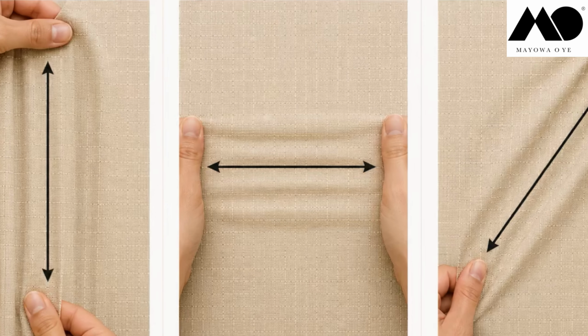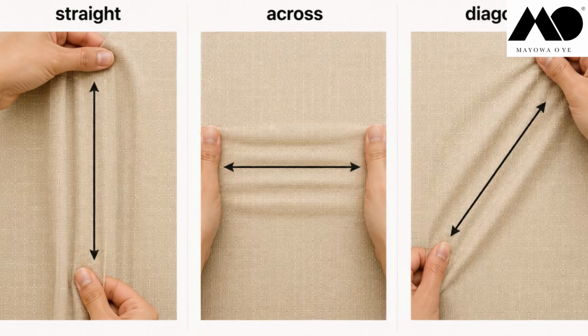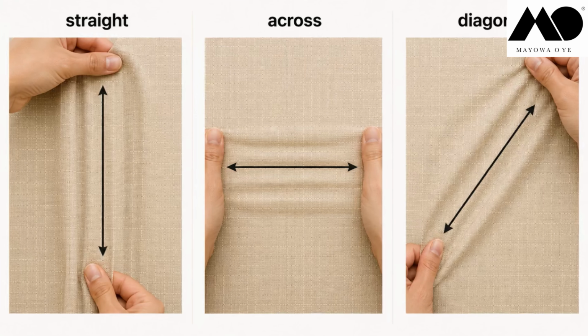Now, these directions do not behave the same way when sewn. They don't hang the same way, stretch the same way, or hold shape the same way. So the moment you place a pattern piece in a different direction, you are changing how that fabric will act in the garments. This is why grain line matters so much.